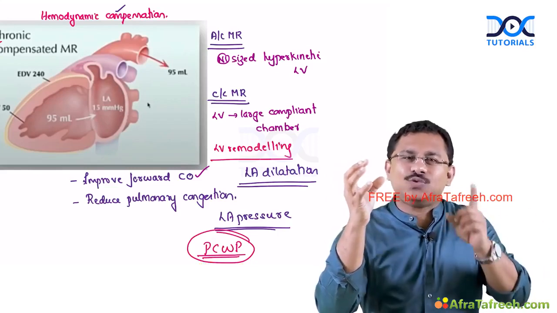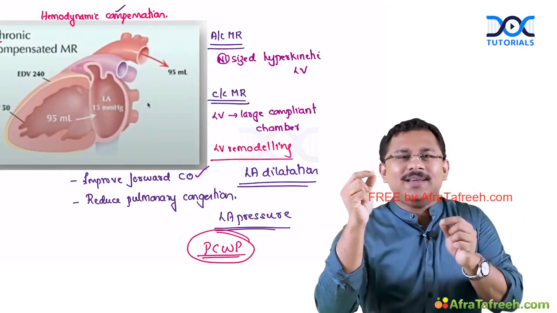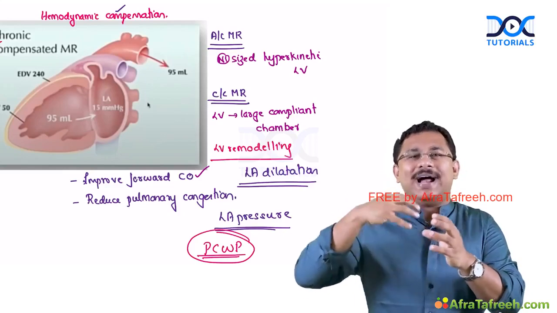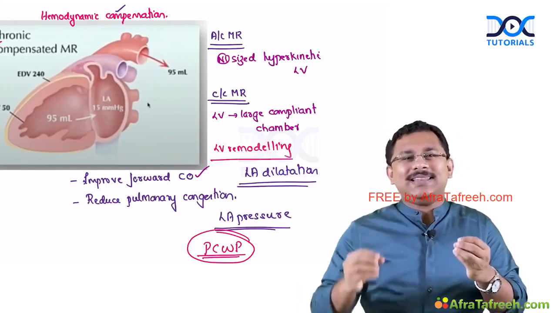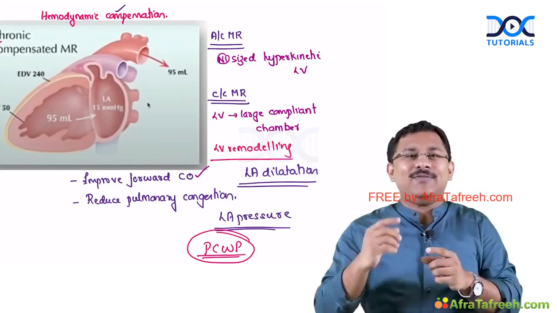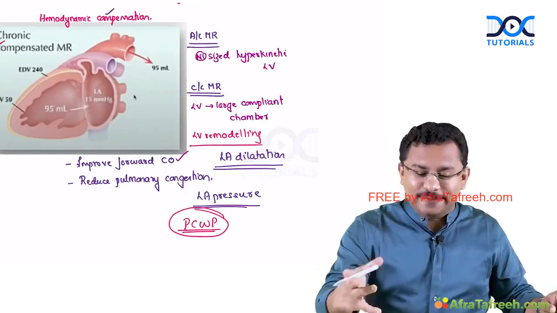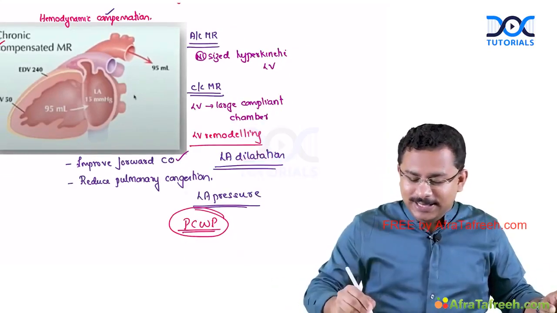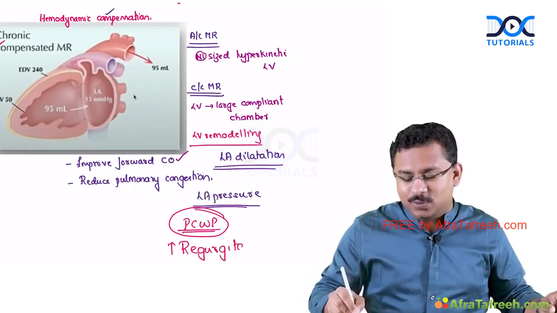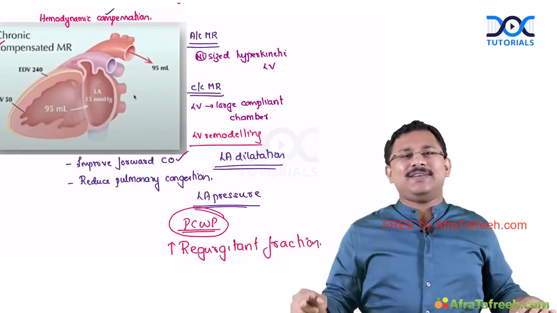So the pressure difference is one important factor that will determine the amount of the regurgitant jet. In case of a chronic MR, since the LA has got time to adapt, the LA is at a lower pressure. So the pressure gradient LV minus LA will be more. Hence, you will have an increased regurgitant fraction. Okay, so there is an increase in the regurgitant fraction in case of which one? In case of your chronic MR. Increase in the regurgitant fraction.